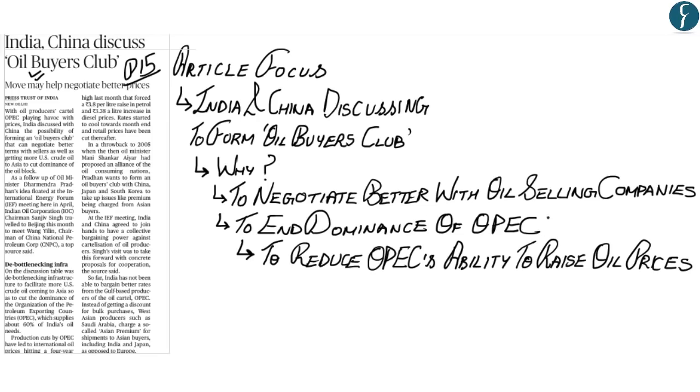Now you have to understand that OPEC, or the Organization of Petroleum Exporting Countries, is a form of cartelization wherein if the global crude oil prices decrease heavily, the OPEC countries reduce their output, and because of the normal laws of demand and supply, as soon as the OPEC countries reduce the supply of crude oil to the international markets, the price of crude oil goes up. And India and China, through the Oil Buyers Club, want to reduce this ability of OPEC to raise oil prices.